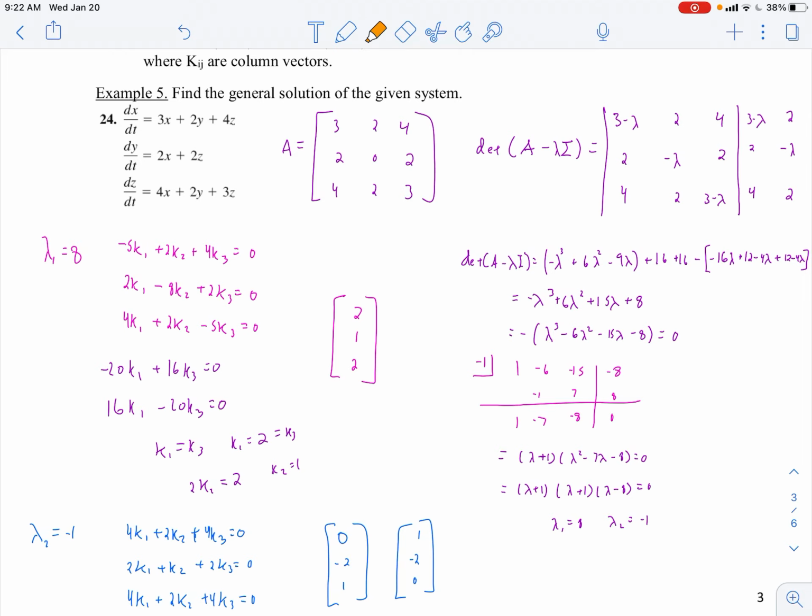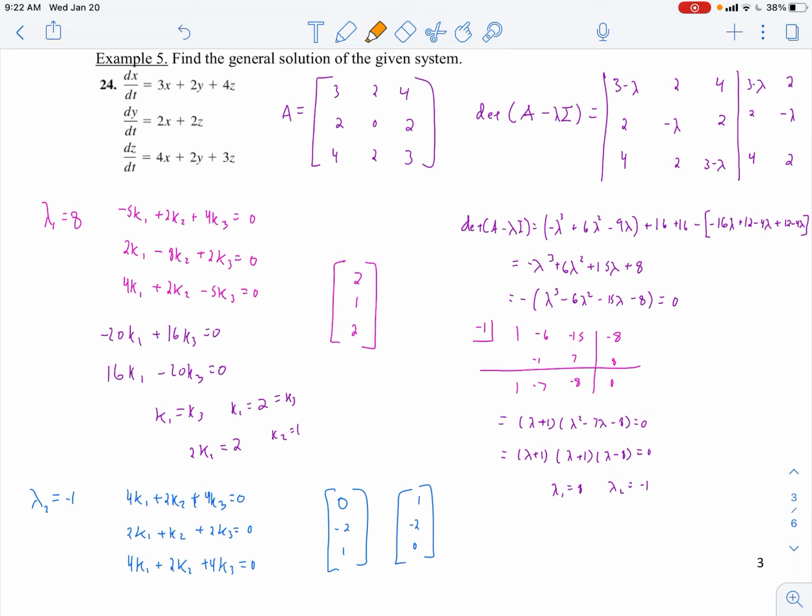When we do the work, we realize, okay, that stinks because now I have a polynomial of degree 3, so I'm going to have to actually do synthetic division to help me find the zeros. When I find the zeros, I'm left with lambda equals 8 and lambda equals negative 1, but that negative 1 appears twice.